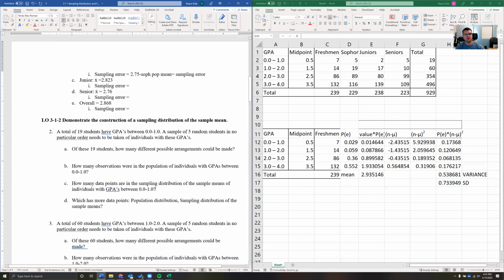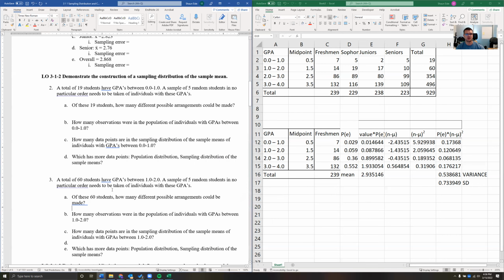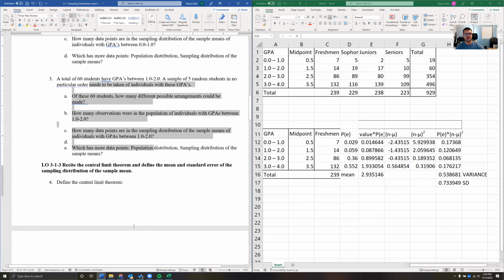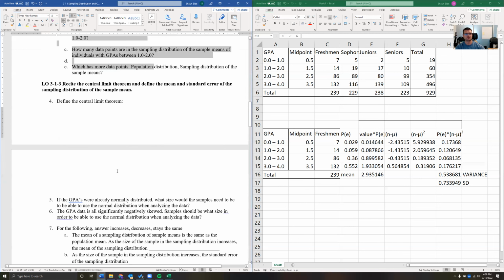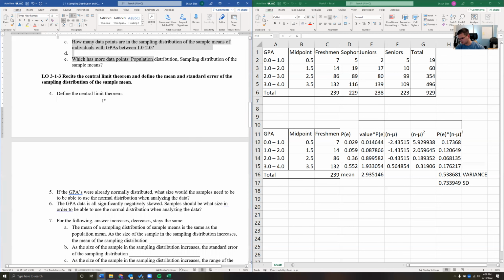Okay, how many data points are there in the sampling distribution of the sample mean? Okay, so if you take every single possible sample of 5 from this population of 19, how many different data points will there be in that sampling distribution? Then the last question is which one has more data points, the population distribution or the sampling distribution? And this does the exact same thing, just with different numbers. Then right here, the central limit theorem, you should be able to determine the central limit theorem. It's in the book. I've got it in my lectures as well.